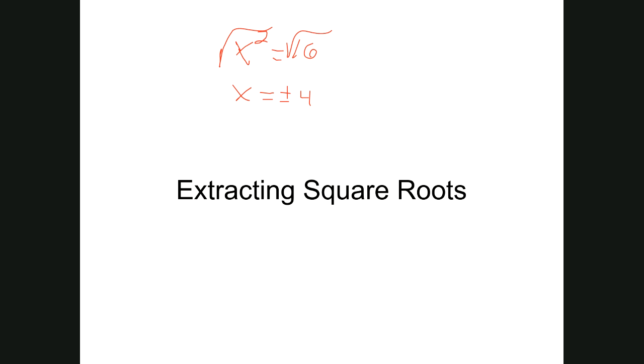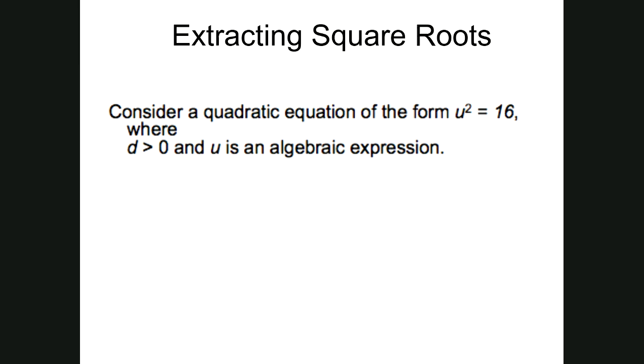Now let's say I had something like x squared minus 10 is equal to, let's say, I want this to work out, so let's say 15, okay? We can still solve this using square roots. I would just add 10 to both sides. You want to get the x squared by itself. So then we'd end up with x squared equals 25. Now I take the square root of both sides, so x equals plus or minus 5. So that's the gist of this type of problem, extracting square roots.